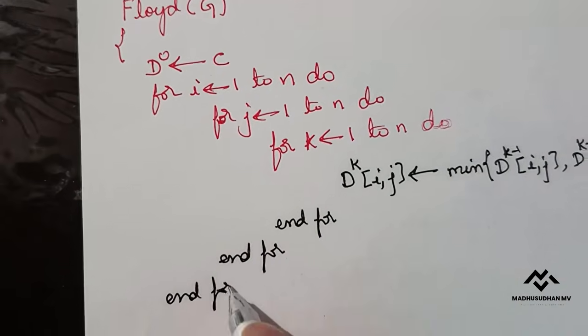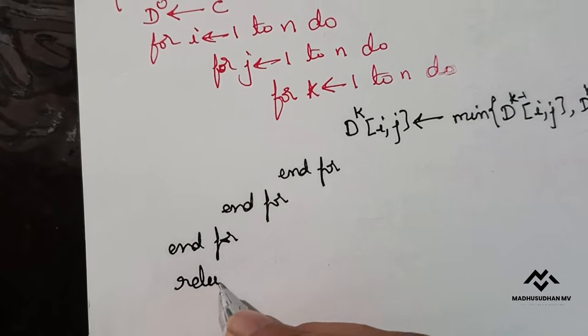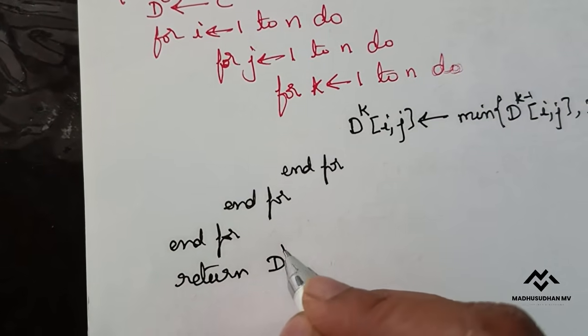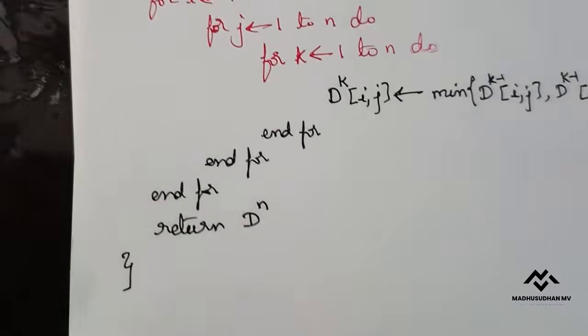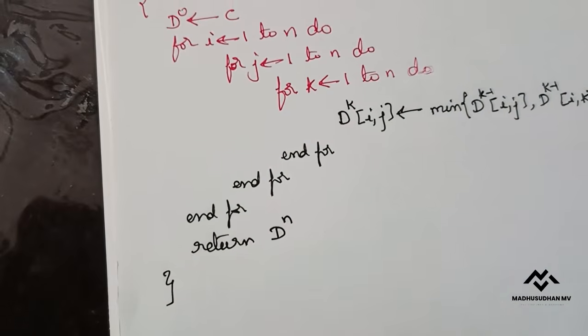And finally, we need to return the final distance matrix, D to the power of n. So that I need to return. So this is the Floyd algorithm.